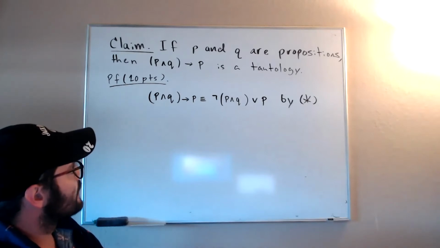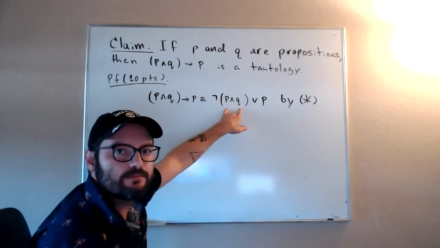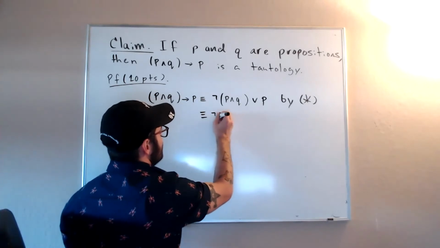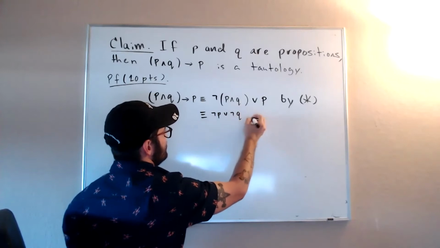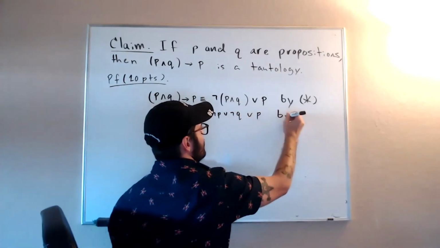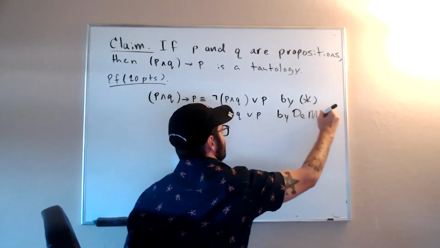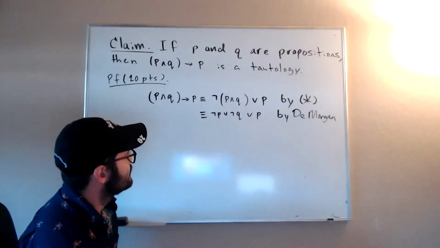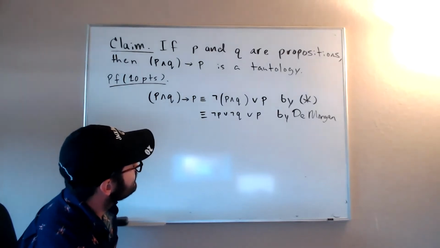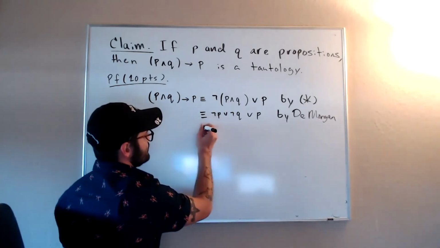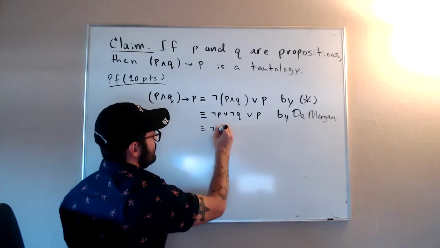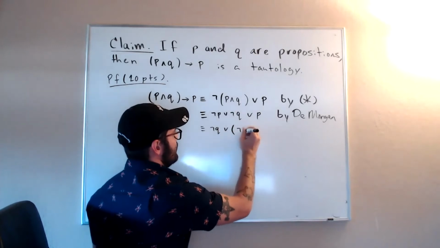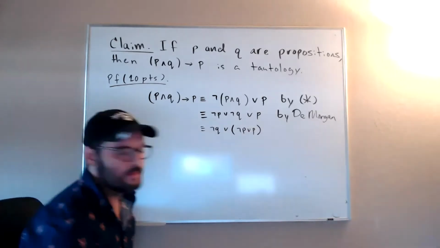Okay, so then the next step would be, well, I see the negation of a conjunction, so I can use De Morgan's law. So this will be not P, or not Q, or P by De Morgan. Okay, so then we can group these together in a different way. So we can say this is logically equivalent to not Q, or not P or P by associativity.